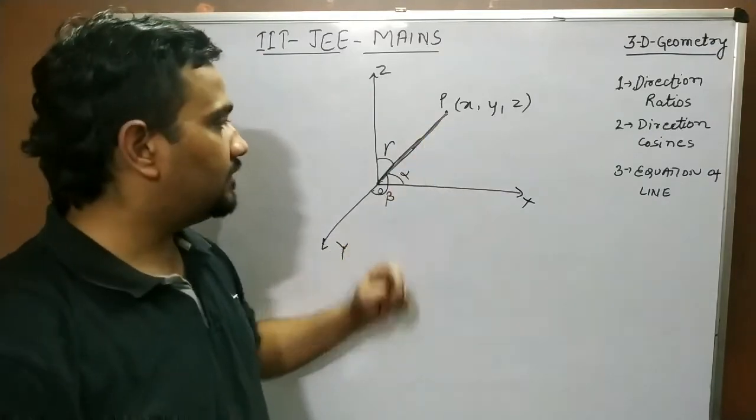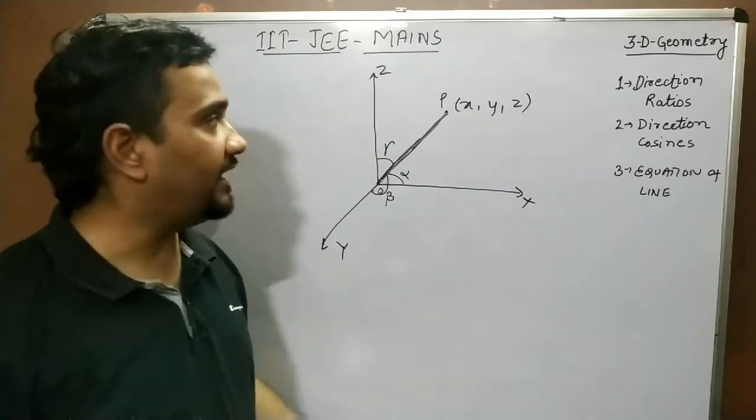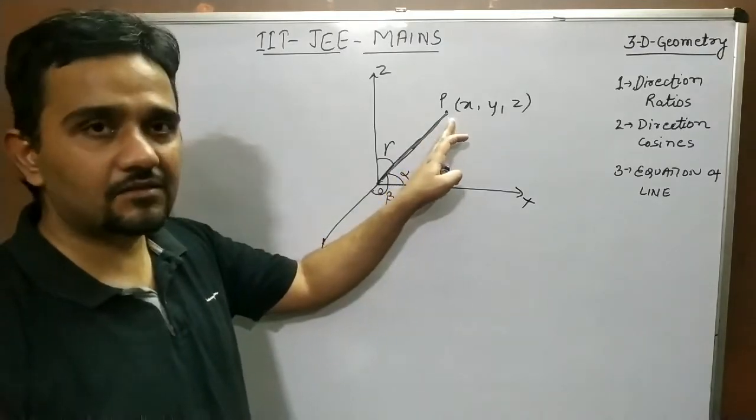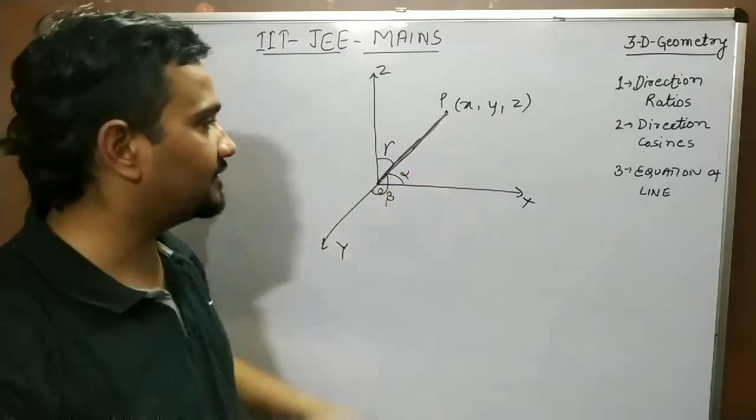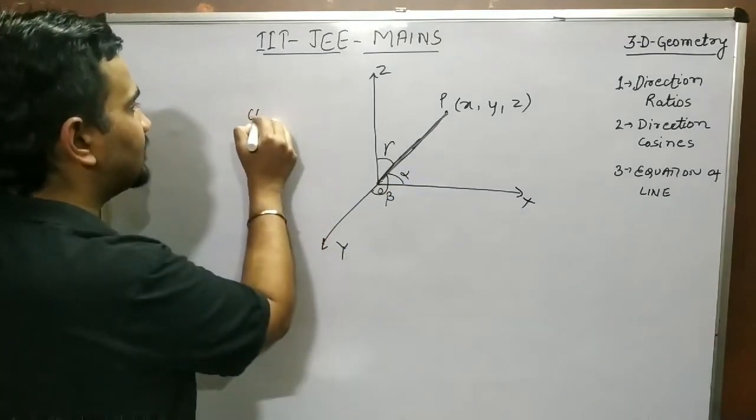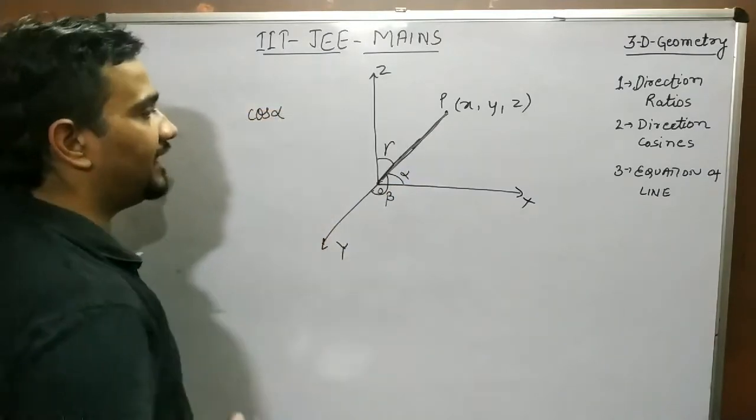So how will we define how far this is? If we consider only x, then we will write cos alpha.